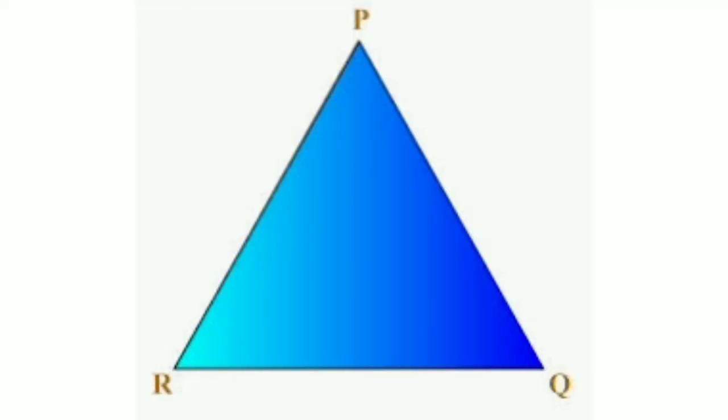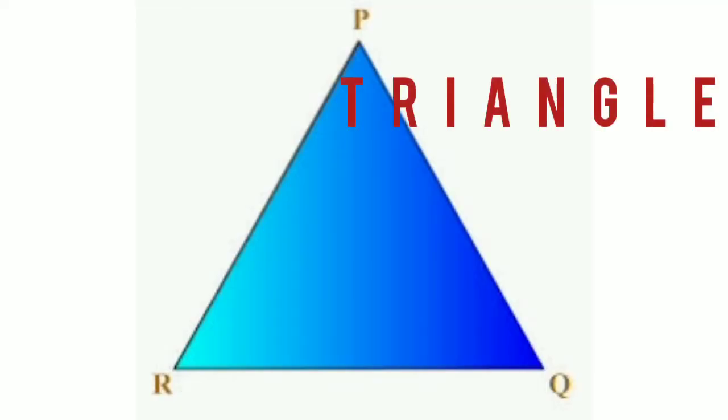Now let us see our next shape, that is the triangle. So as you can see in the picture, a triangle is made up of three sides. It has three corners, and the sides of a triangle may or may not be equal. It has three vertices. Okay?